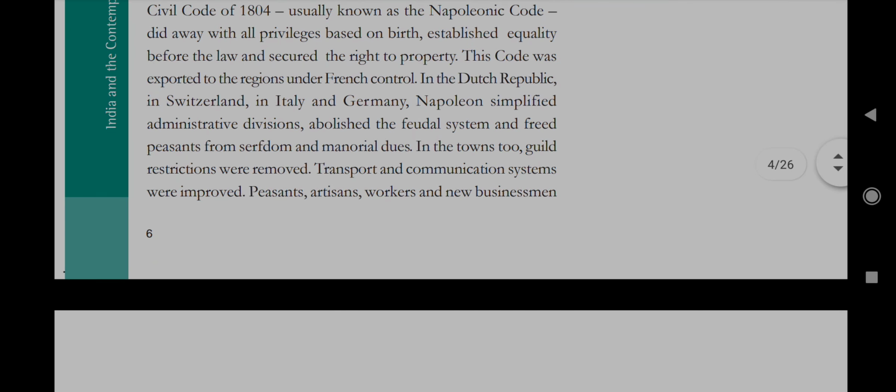Then Napoleon simplified the administrative system. He abolished the feudal system and freed peasants from serfdom and manorial dues. Napoleon freed the third estate from the manorial dues, that is the tax they paid to the upper estates. Also serfdom, that is the labor they used to do for the upper two estates, was abolished. Then guild restrictions were removed. And what is the guild system? These are the restrictions on businessmen.